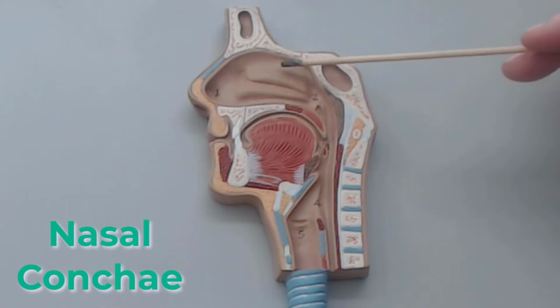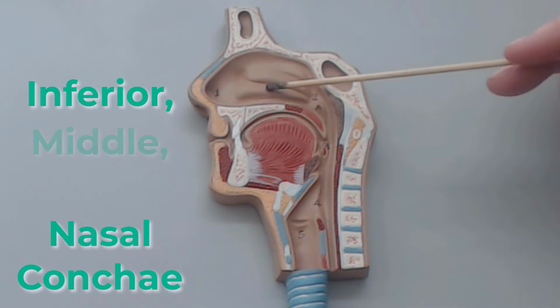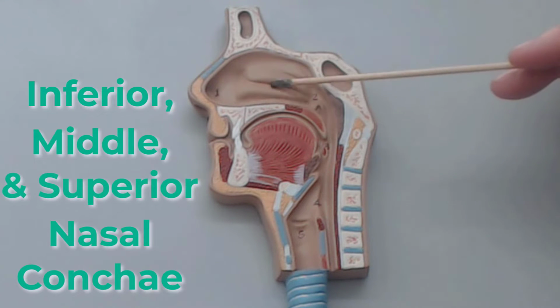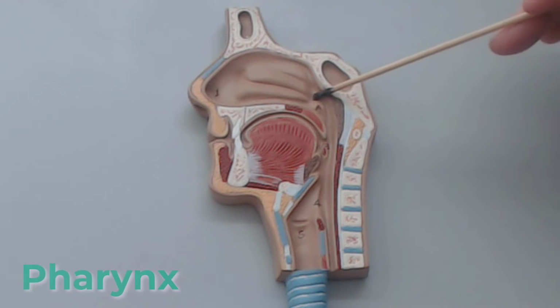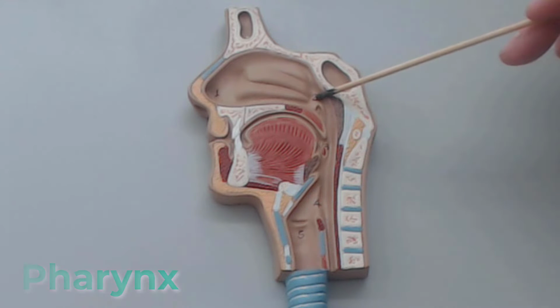These are the nasal concha. Okay, this is the inferior, middle, and superior nasal concha. Once I get to here at number 2, this is the beginning of the pharynx. The pharynx is the word for throat.